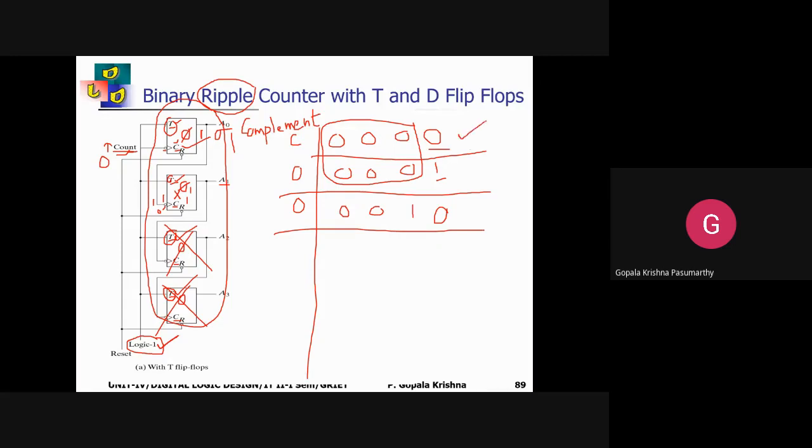See how we are counting? We have started with 4 zeros. 0, 0, 0, 1. Next 0, 0, 1, 0. Next you give the clock again. I will clear this.